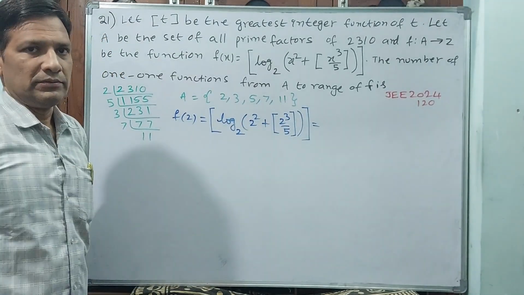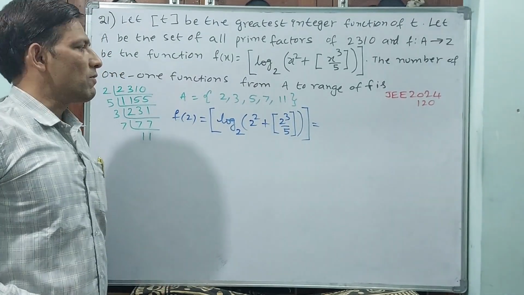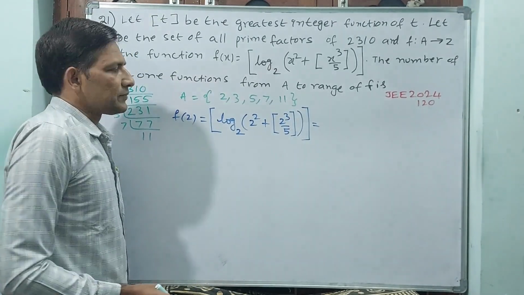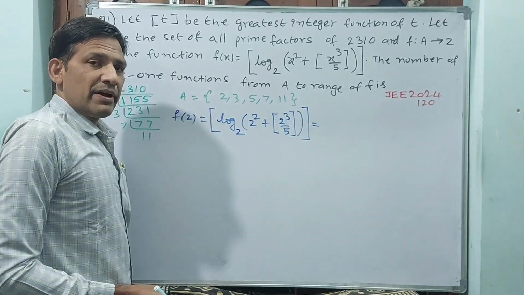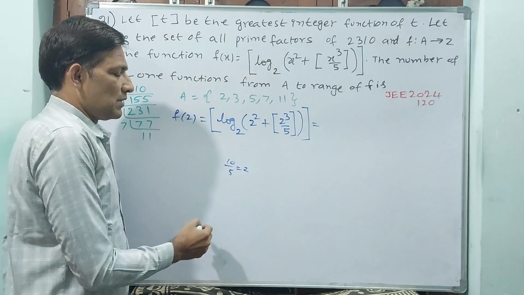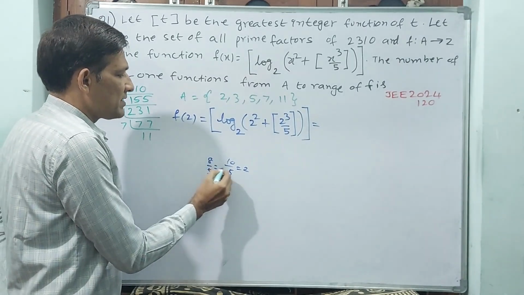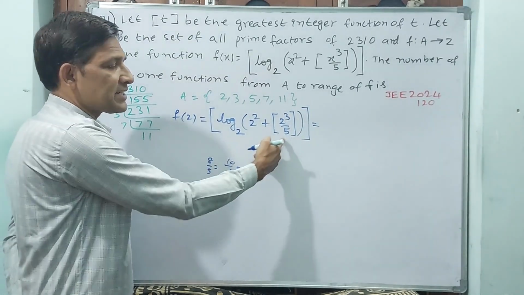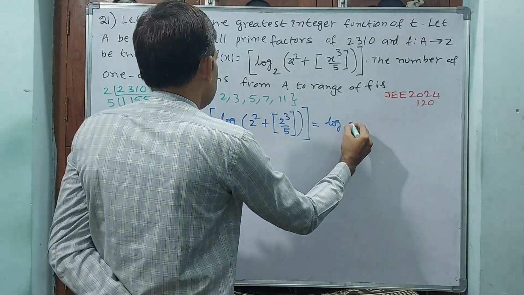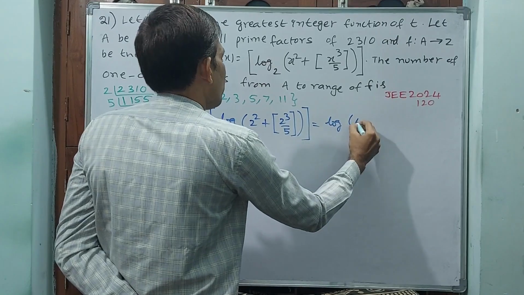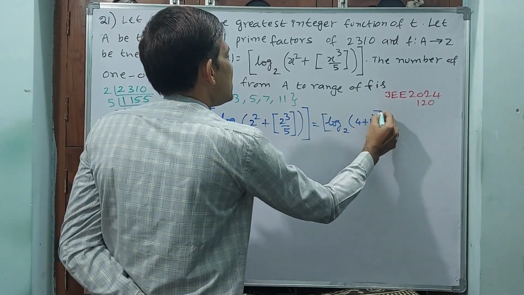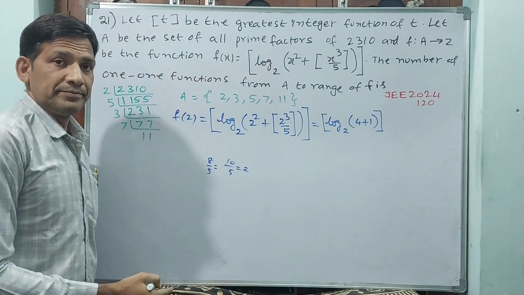See, 8 by 5. Fraction is going to come, but you have to give an integer. See, 2 cube is 8, 10 by 5 is 2. 8 by 5 is less than 2. Less than 2 means greatest integer what you have to write? 1 only. That means 1. Log of 4 plus 1, base 2, again greatest integer. Understand this concept? Okay?